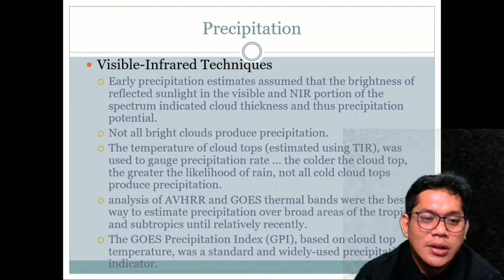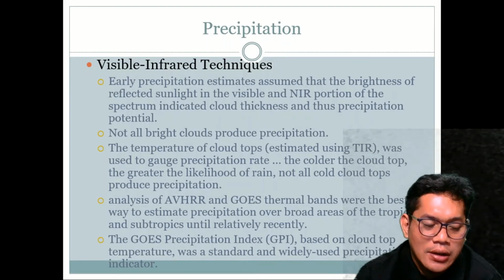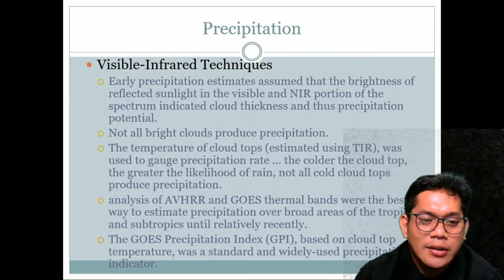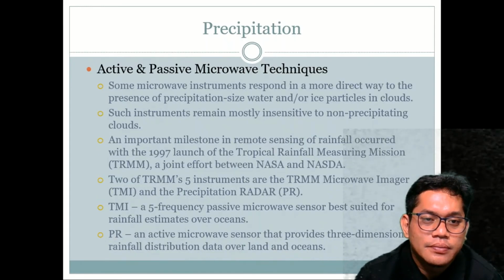The colder the cloud top, the higher the cloud, the more likely there is to be rain and more. And using active and passive microwave techniques, radar is used to estimate the rainfall over the oceans and more.